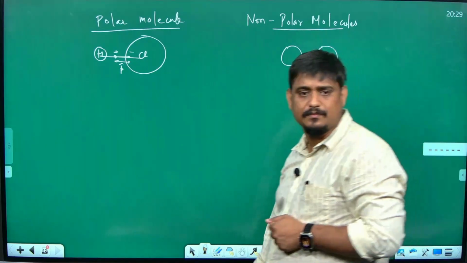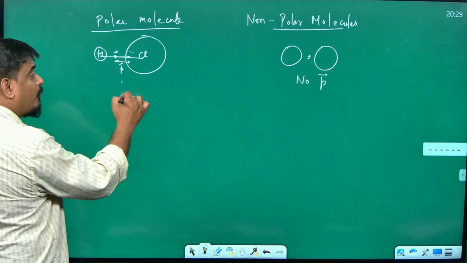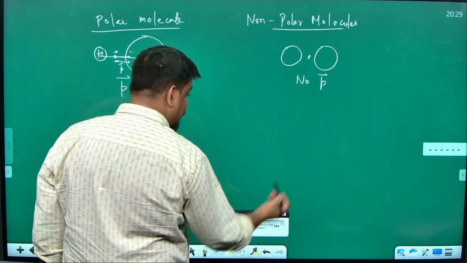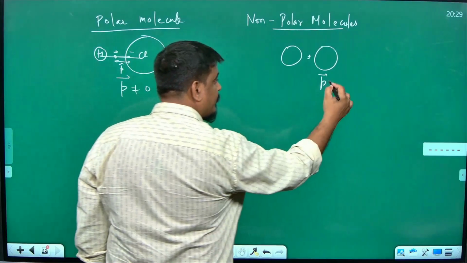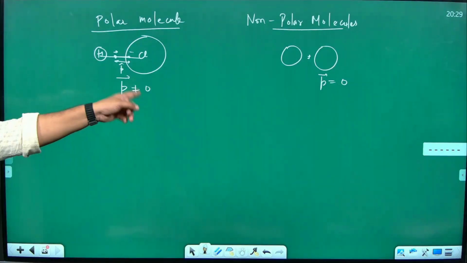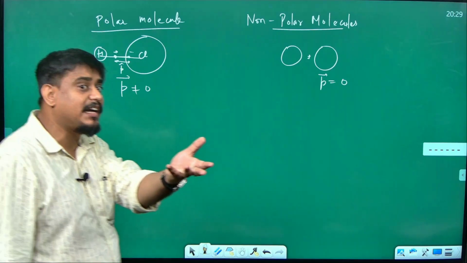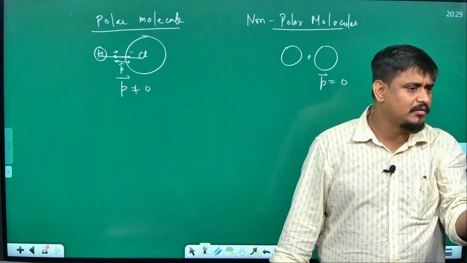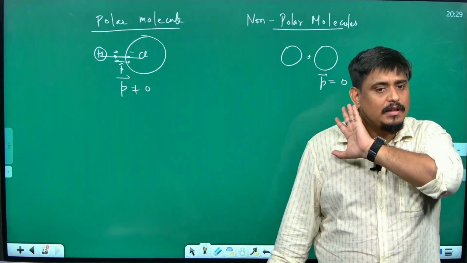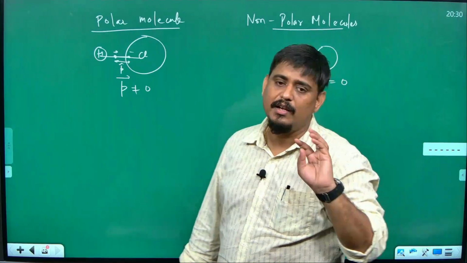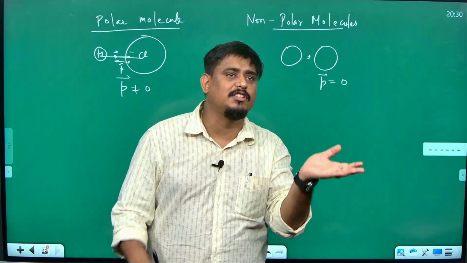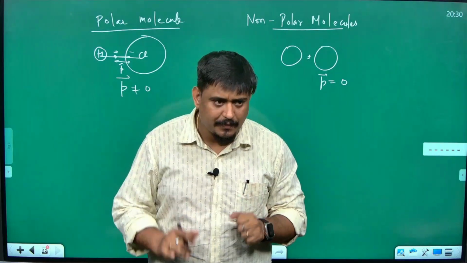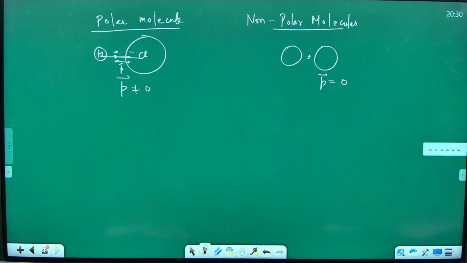Understanding? Here dipole moment is there, it is not 0, and here I can say that dipole moment is 0. Why is dipole moment 0? Because there is no separation between positive and negative centers. Carbon dioxide, non-polar. Water, polar. For the molecule to be polar, there should be separation between its positive and negative centers. That's all. Understanding? Now, please pay attention.